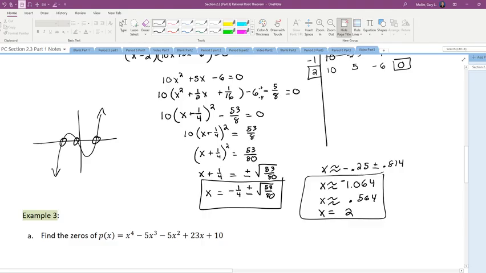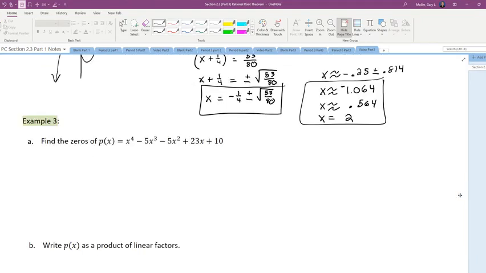All right. Example 3, find all the zeros. Here we go. P over Q, I'm going to just jump ahead and make my list. So 10 is going to be 1, 2, 5, and 10. Q is a very nice 1. So my list is just positive or negative 1, 2, 5, 10. All right, let's get started.